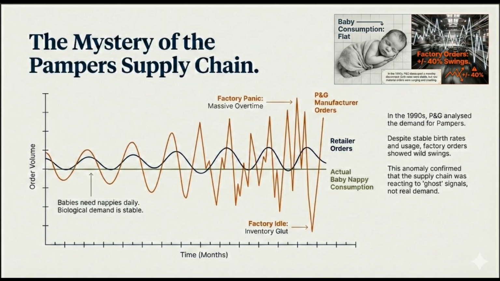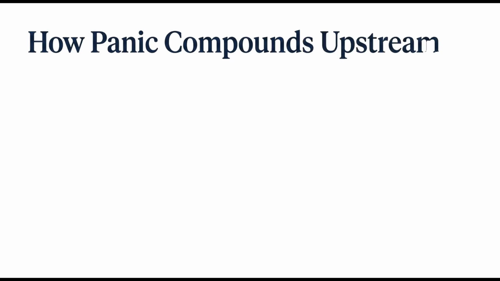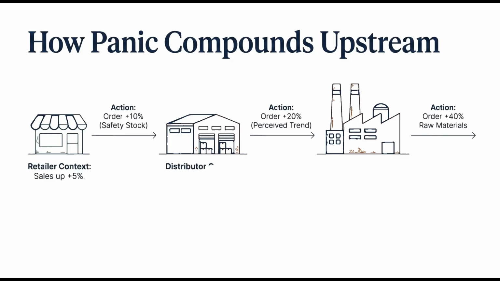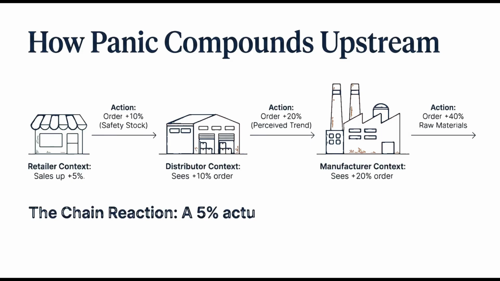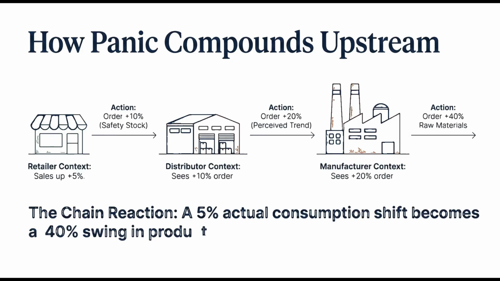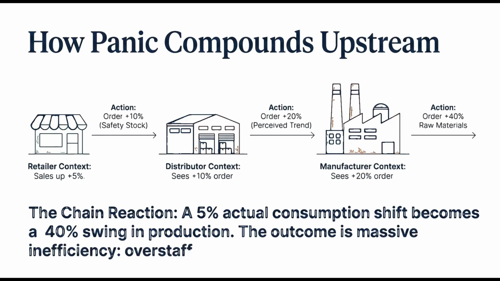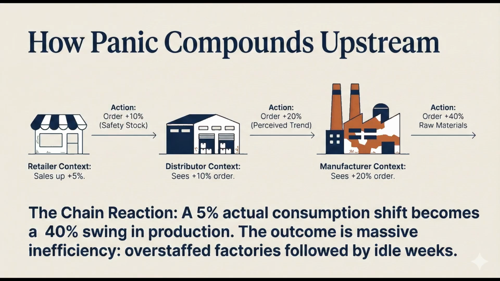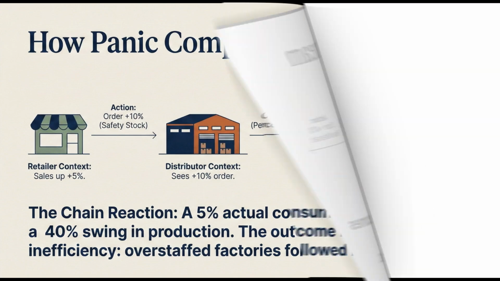They discovered the bullwhip effect. Retailers saw a 5% uptick and ordered 10% more to build safety stock. Distributors saw this and ordered 20% more from P&G. P&G ordered 40% more raw materials. A 5% increase became a 40% swing in raw material orders. The result? Overstaffed factories 1 month, idle the next. Excess inventory, then shortages. Millions wasted.